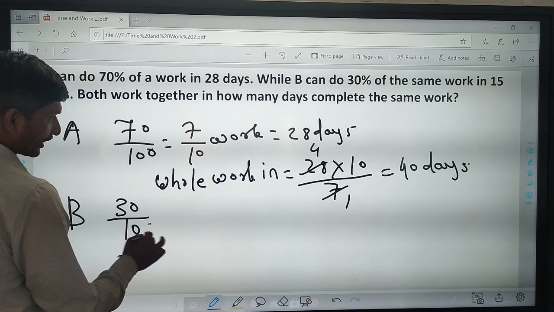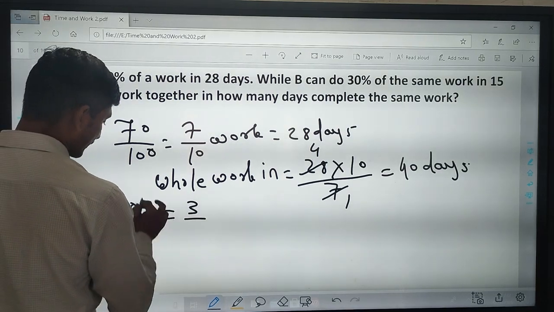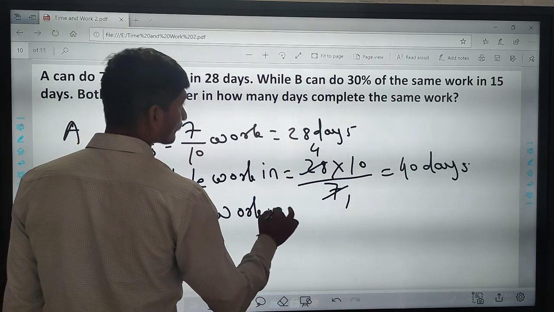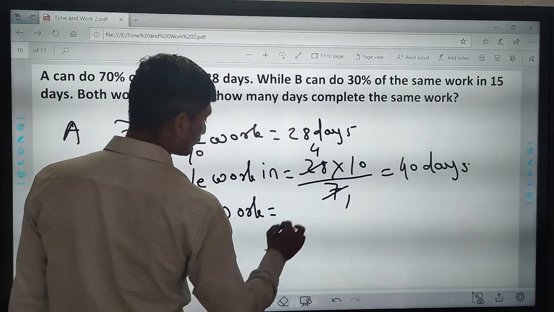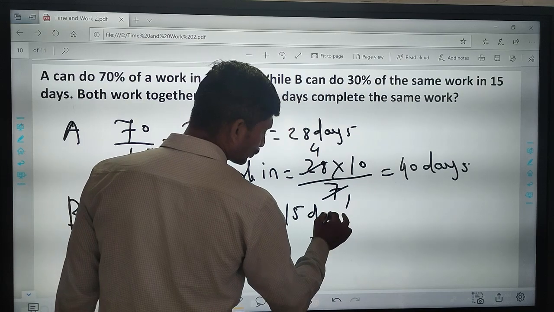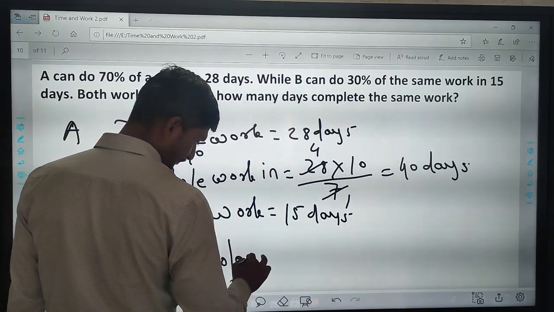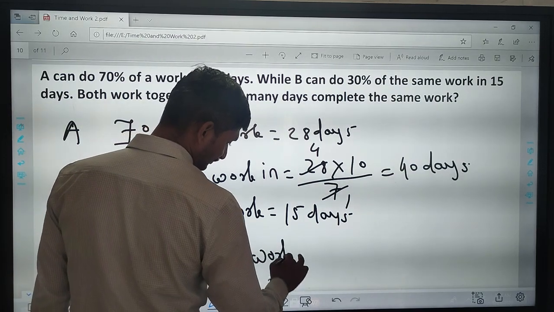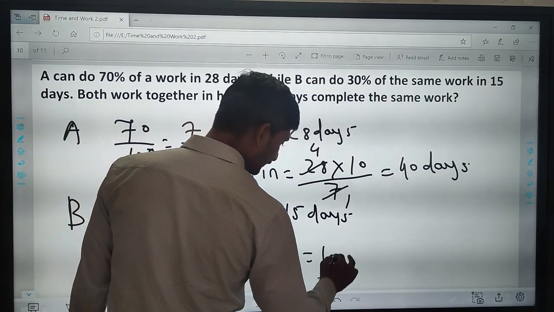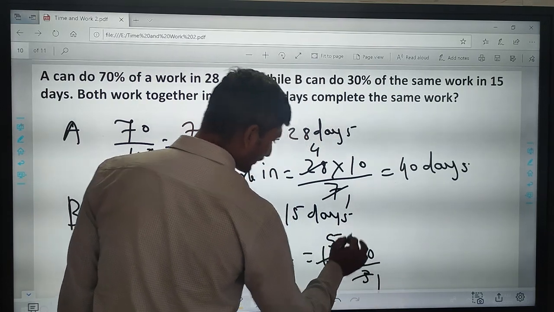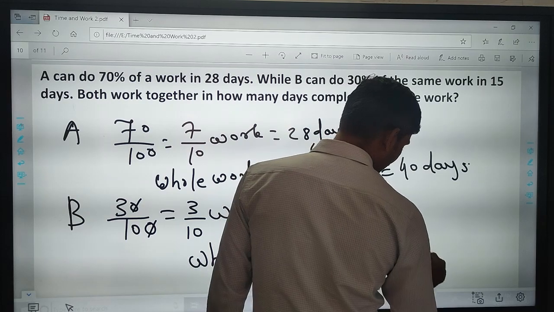30% means 30 divided by 100, that is 3 by 10 work in 15 days. That is the whole work in 15 into 10 by 3, that is 5 into 10, 50 days.